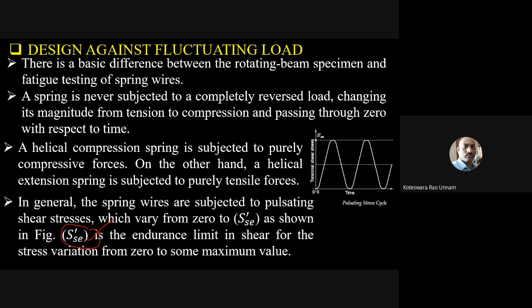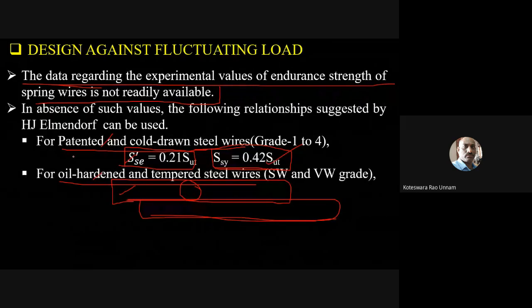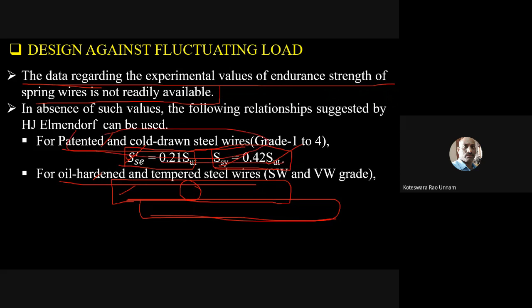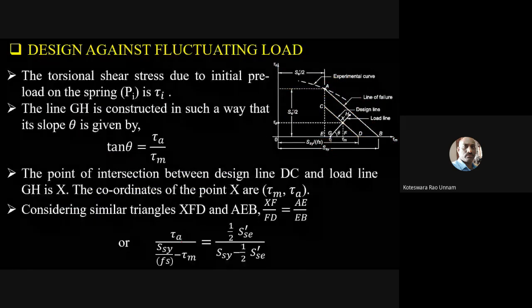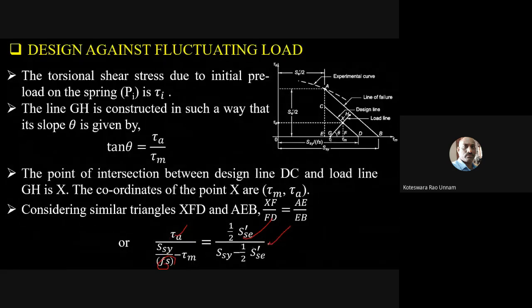Once I have that, based on the material I have chosen, I can pick the SSC dash and SY values. If I use patented and cold drawn steel, I have to use these formulas or values. If I use oil hardened and tempered steel, I need to use these formulas. Then in that equation everything is known to you: tau A is known, SSC dash is known, except Fs, everything is known. Now if you analyze this equation, you will get your factor of safety. That's how you can design the spring.